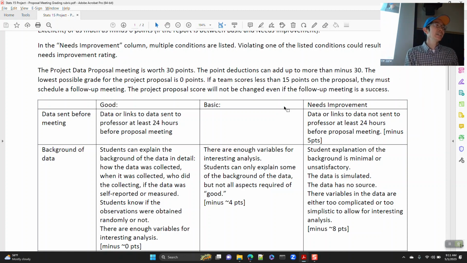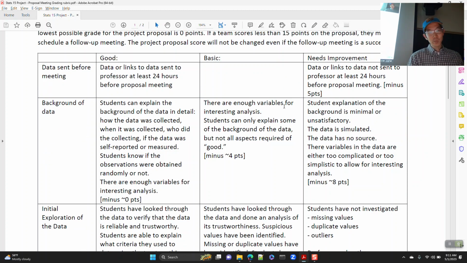So I want you to go out and look for a data set. A little bit of mess is okay; too much mess is no good. What you have to do is send me your data, or at least links to your data, at least 24 hours before the meeting.